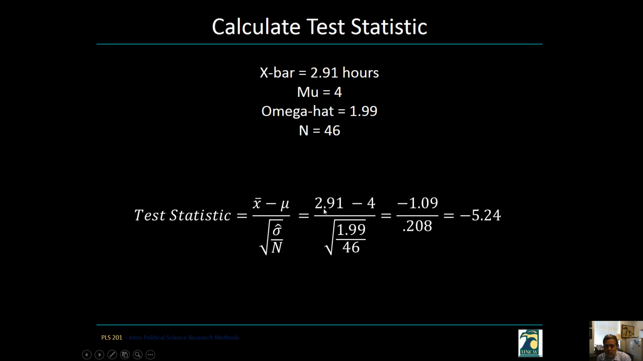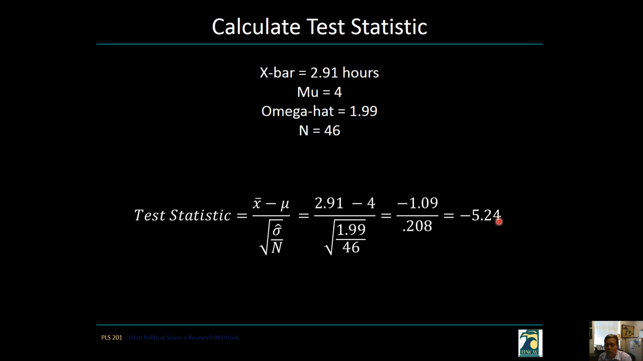So here is 2.91 minus 4. Now we have to do the standard error here. The standard error is simply the sigma hat, or the standard deviation based off the sample, and this is something I could calculate in Excel. So I got 1.99, and I surveyed 46 people. So if you have a formula, and you plug in those numbers, and you're good at using a computer or a calculator, you can do this math. 2.91 minus 4 is equal to negative 1.09. Do this division problem, take the square root of it, 0.208. You do that math, and the test statistic from our sample, this is a sample statistic, is negative 5.24.